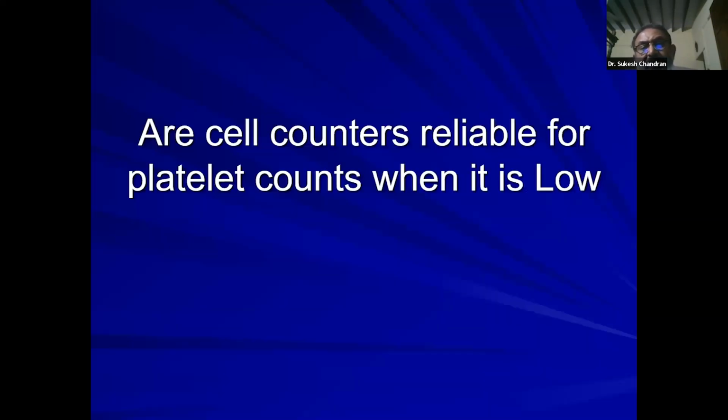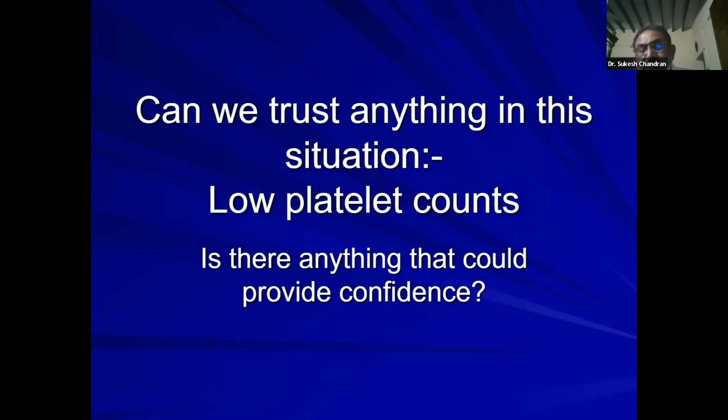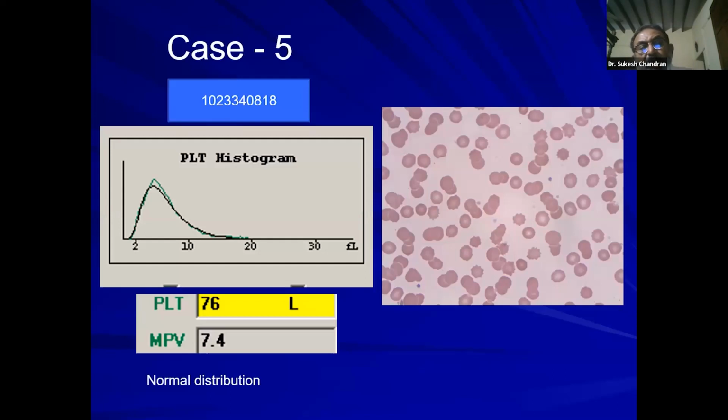Now, the question is, is the cell counter reliable for platelet count when it is low? Most of you will say no. My answer is yes, it is very reliable, provided you use it appropriately. So when you do a platelet count, the platelet count is 76,000. As I said, the green is the impedance data, which is collected raw by the impedance signals from the cell counter. The black is the fitted histogram, to accommodate for any large platelets.